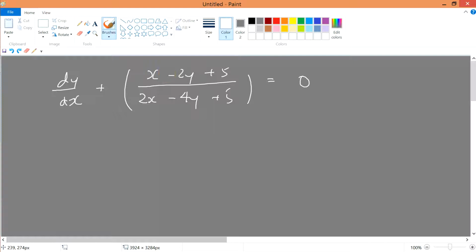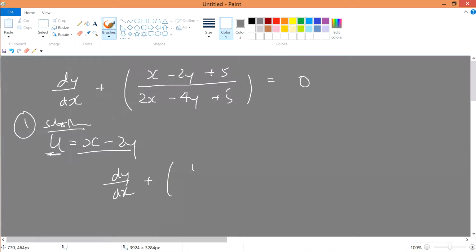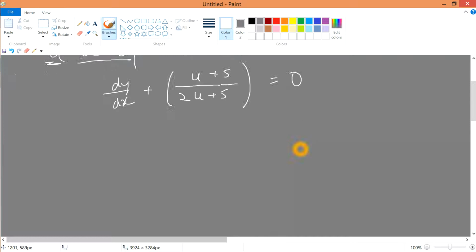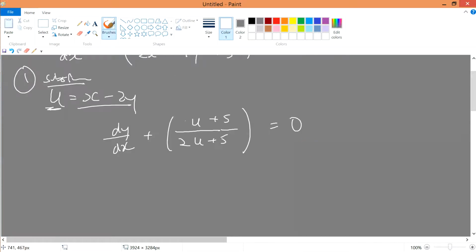Therefore we can write u equals x minus 2y. So we are talking about substitution now, right? If I substitute this, I would have dy/dx plus, in terms of u instead of x minus 2y, u over 2u plus 5. And this is still something really tricky. What can we do?